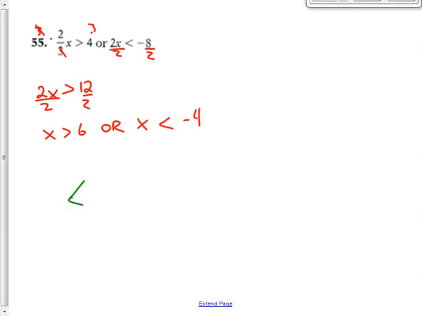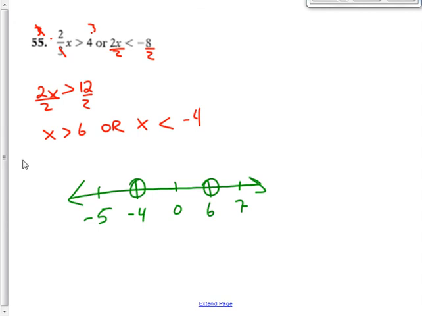I look at this in a graph. I've got the numbers at -4 and 6, a number bigger than that, a number in between those, and a number less than -4. I've got an open circle at 6 and an open circle at -4. I'm looking for the numbers that are bigger than 6. So the numbers that are bigger than 6 are numbers that go this way. I'm looking for the numbers that are less than -4. Those are the numbers that go that way. But this time there's an OR in between.